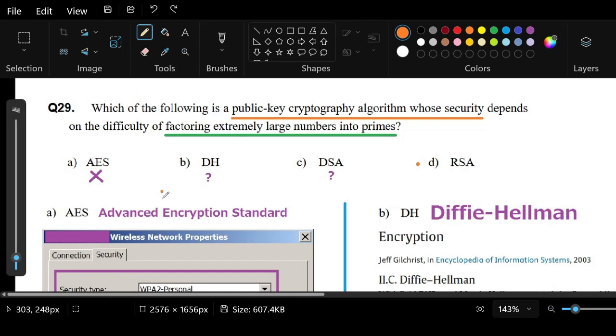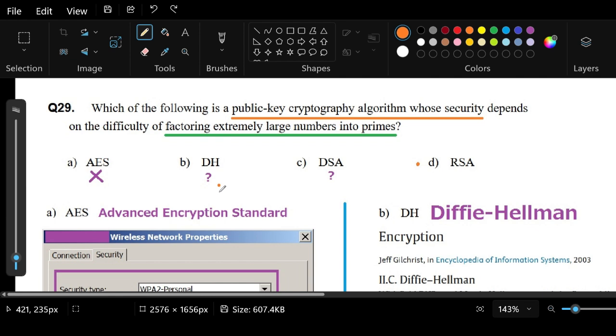Question number 29 of the PhilNITS FE morning portion of the exam. In this question, we are being asked, which of the following is a public key cryptography algorithm whose security depends on the difficulty of factoring extremely large numbers into primes?